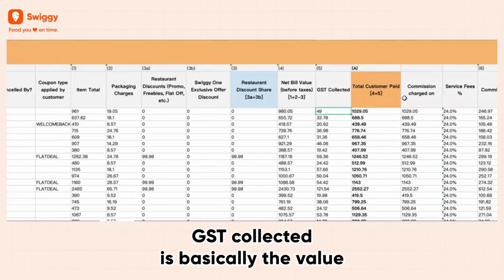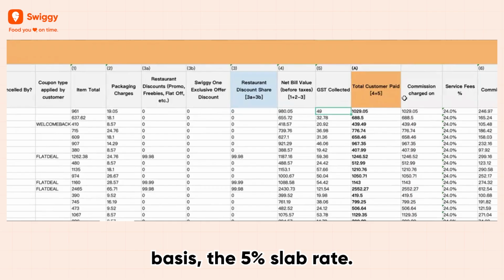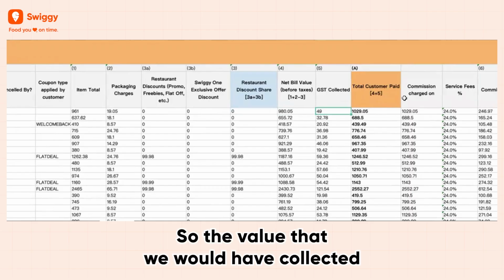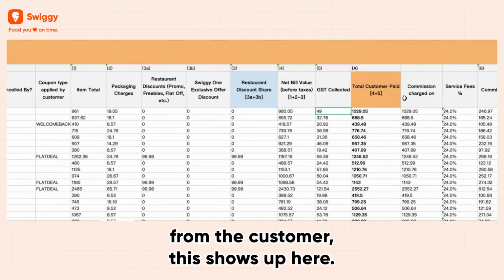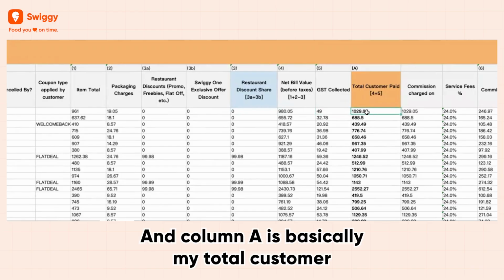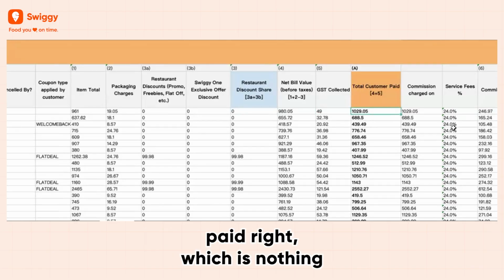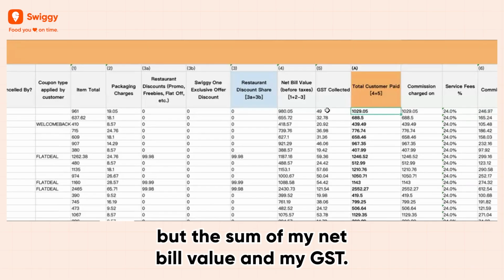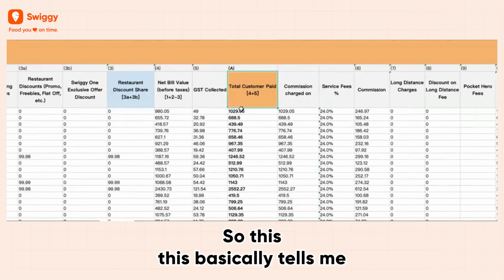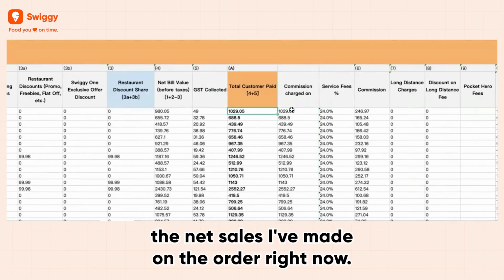GST collected is basically the value basis the 5% slab. So the value that we would have collected from the customer shows up here. And column A is basically my total customer paid, which is nothing but the sum of my net bill value and my GST. So this basically tells me the net sales I've made on the order.